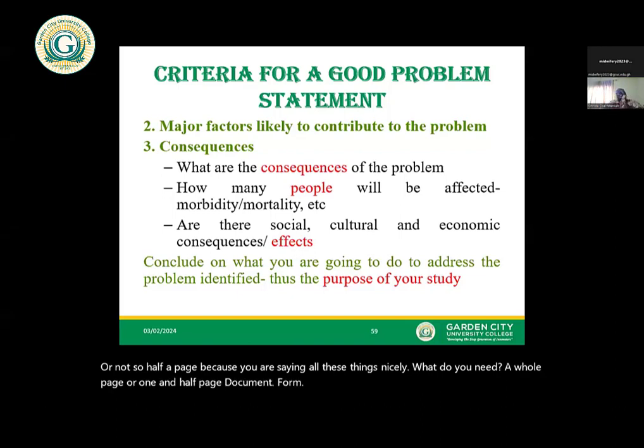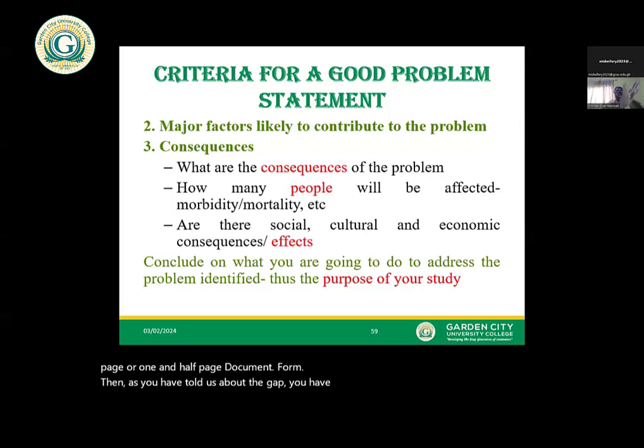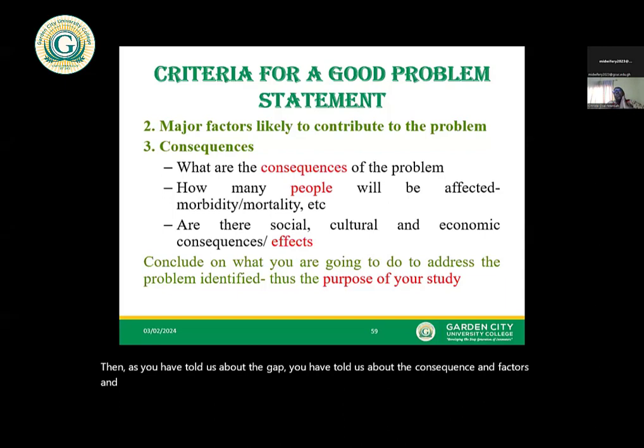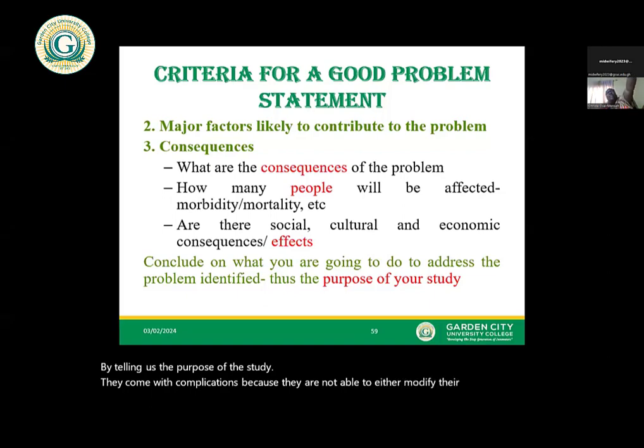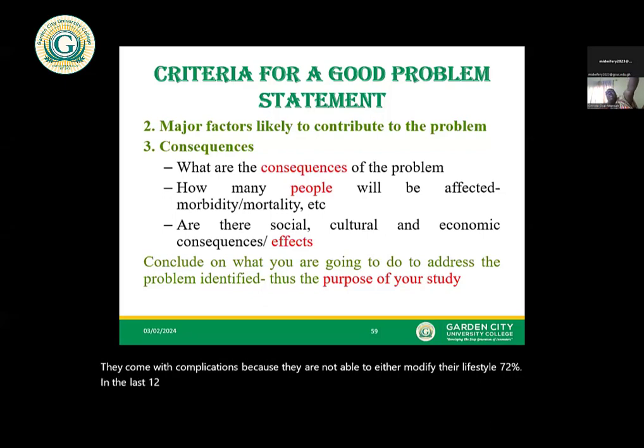Then as you have told us about the gap, the consequences and the factors, you conclude your problem statement by telling us the purpose of the study. They come with complications because they are not able to modify their lifestyle. 72% in the last 12 months have visited facility X with complications of hypertension.